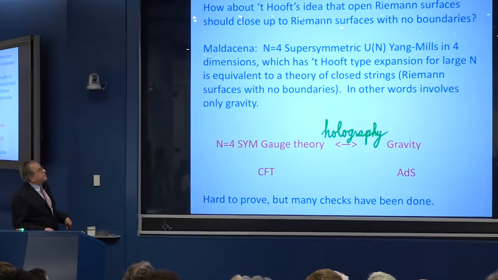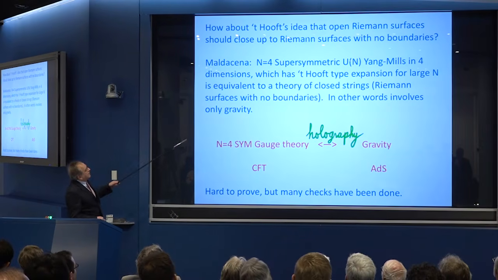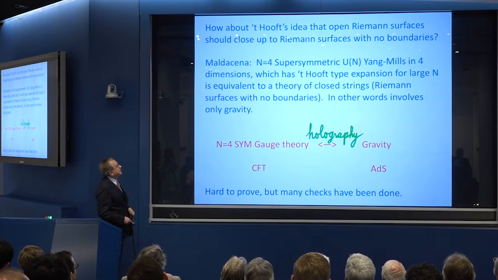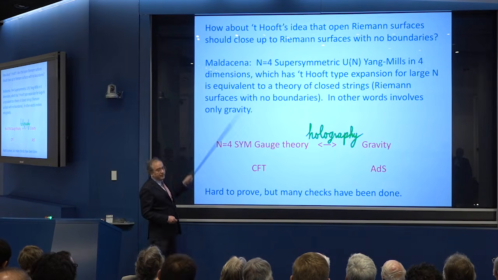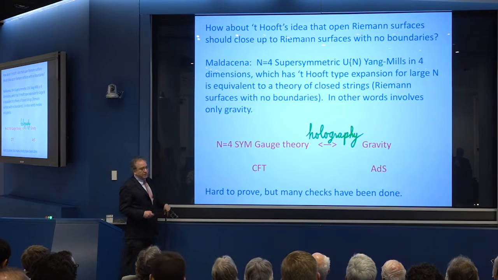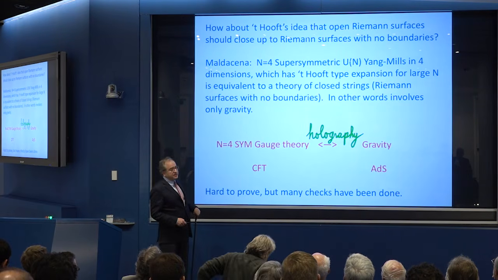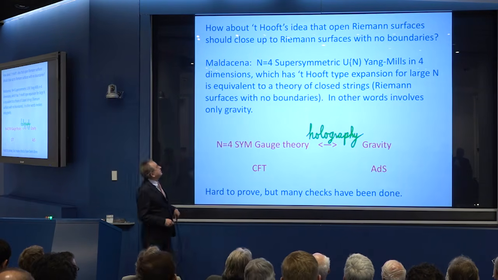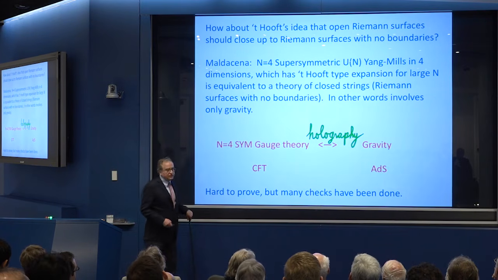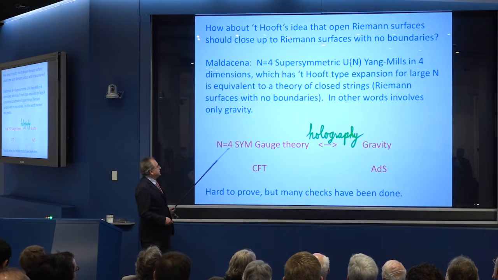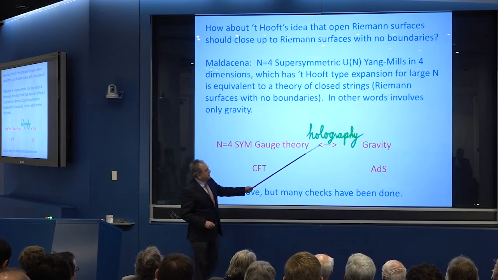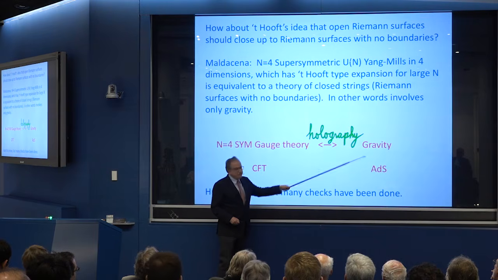And so then the question is, how do you realize 't Hooft's idea that somehow these boundaries disappear? And this is, again, a very big topic in string theory, which began with the work Maldacena did, which showed that a particular gauge theory, in this case N=4 supersymmetric Yang-Mills theory, which has also a 't Hooft type expansion for large N, is equivalent to closed string theory. So in other words, N=4 supersymmetric Yang-Mills, which is these Riemann surfaces with boundaries, in the large N limit, has a limit which has no boundaries.